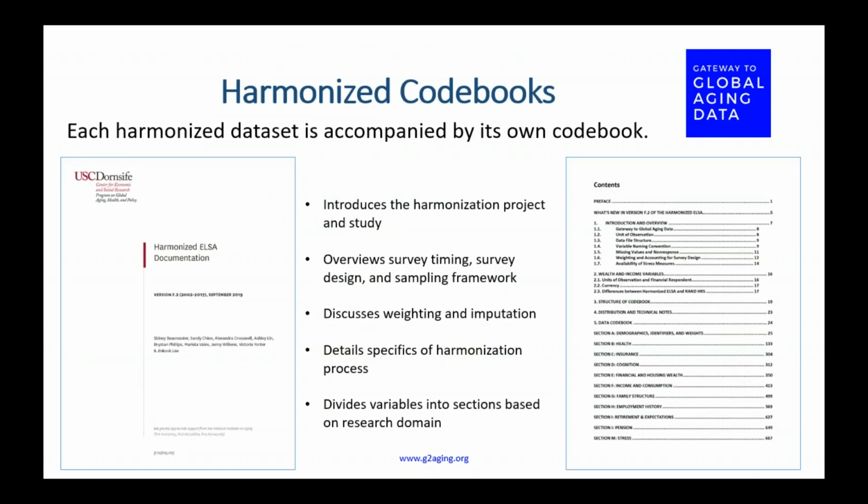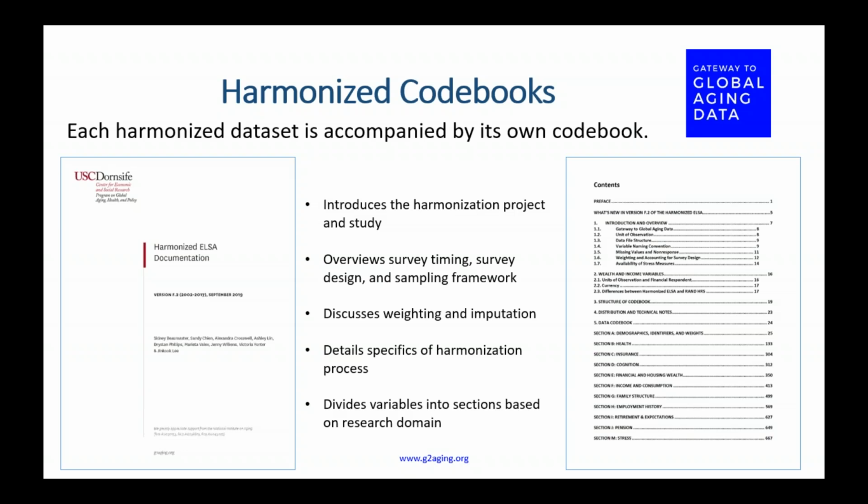And that documentation comes in the form of the harmonized codebook. So each harmonized data set is accompanied by its own codebook. You can see here examples from the harmonized ELSA, that English study. And the codebook introduces the harmonization project and the study itself, in this case ELSA. We talk about a lot of those things that you saw on the study overview tab, including survey timing, survey design, sampling framework, things specific to the data set. So we discuss weighting and imputations. So if the study provided weights, what are they based on? How might you use them? And the same thing with imputed data.